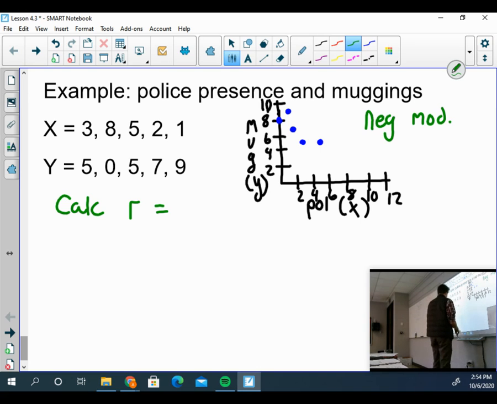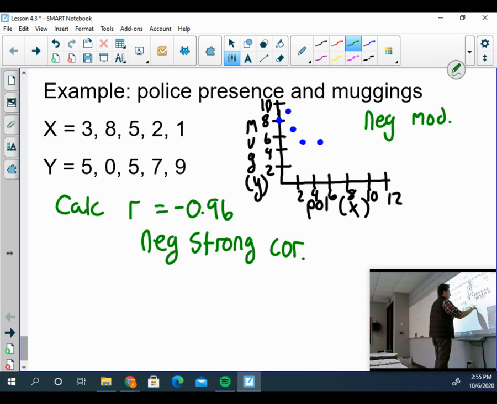And what I end up with is an R value of negative 0.96. So actually, it was a negative strong correlation, but we were pretty close in our guess. I have a negative strong correlation.